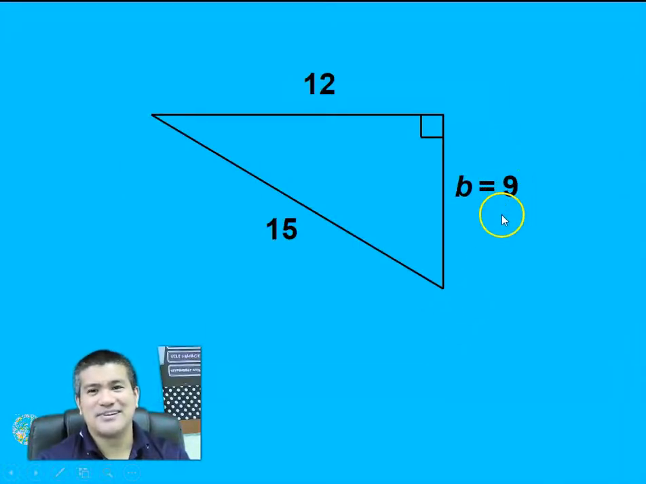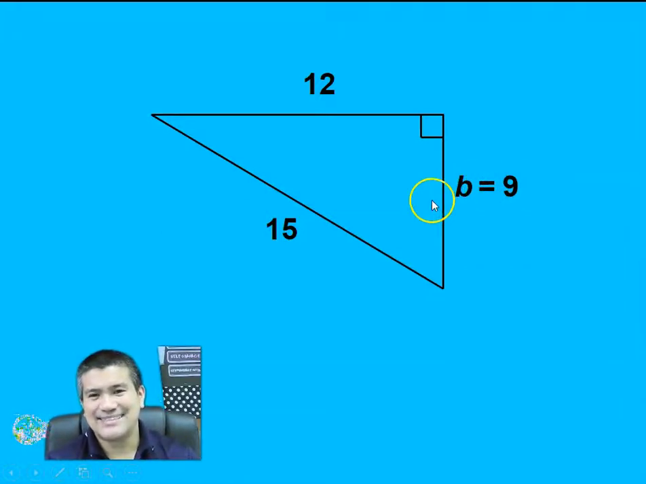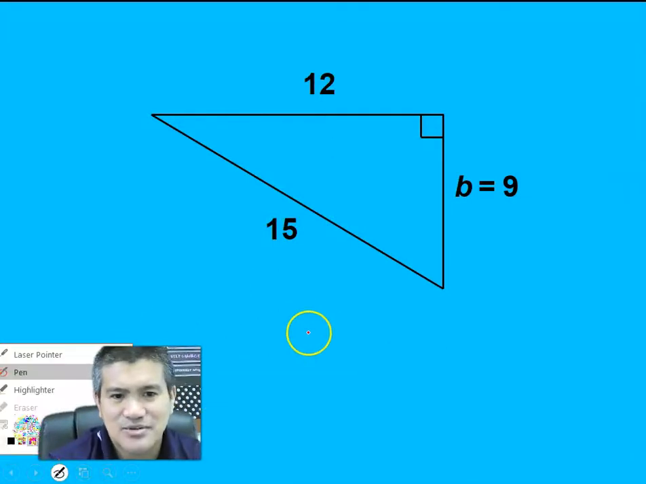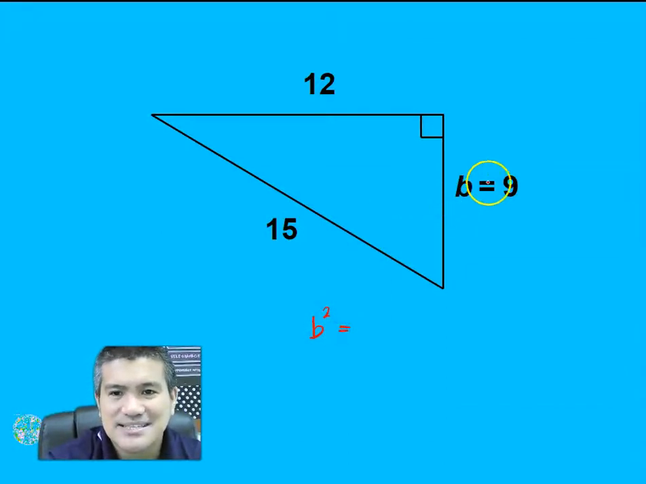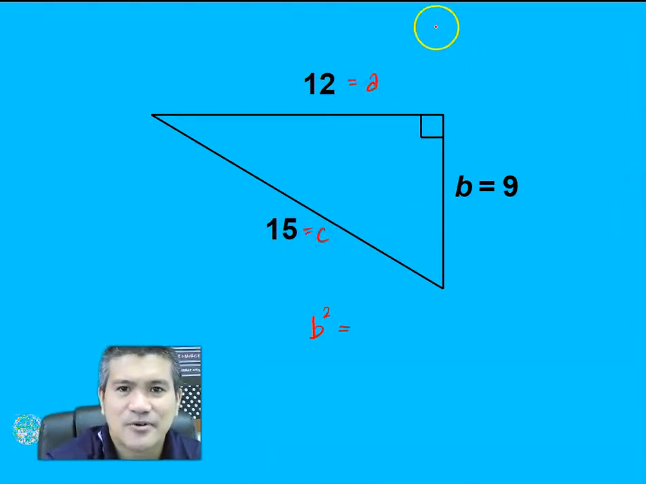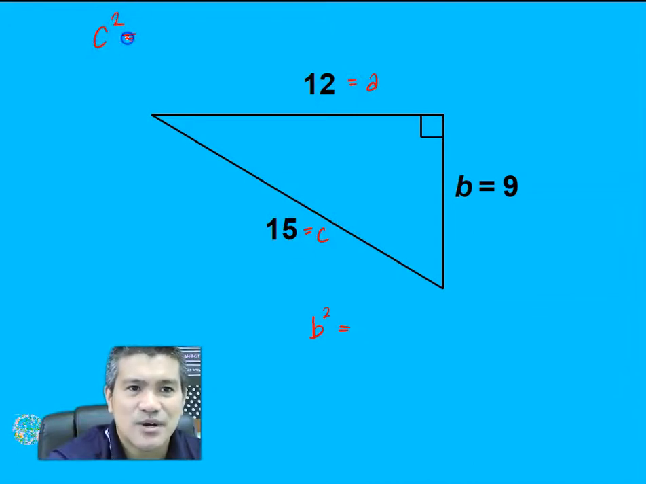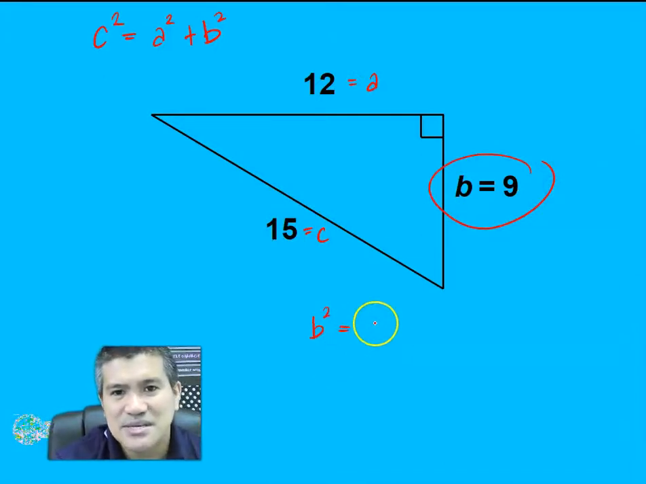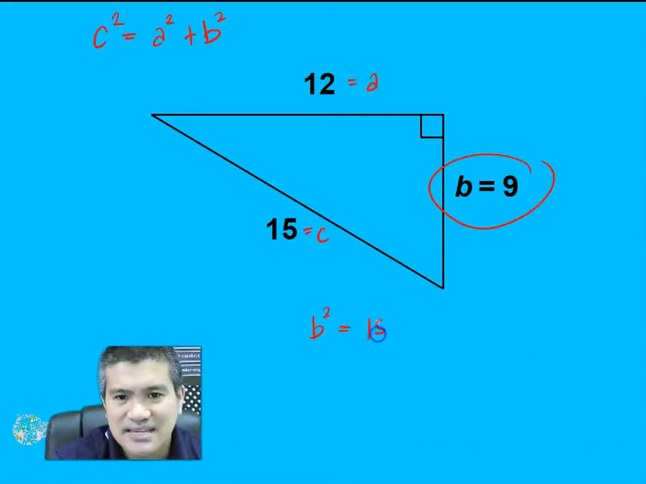From here, there already appeared that one, it's 9. So how will we get here? The same process, right? What you're going to do is, let's say this one is b, this one is a, and therefore this one is c. Your formula gives you Pythagorean c squared equals a squared plus b squared. To solve for this length here, you're going to make b squared equal to 15 squared minus 12 squared.